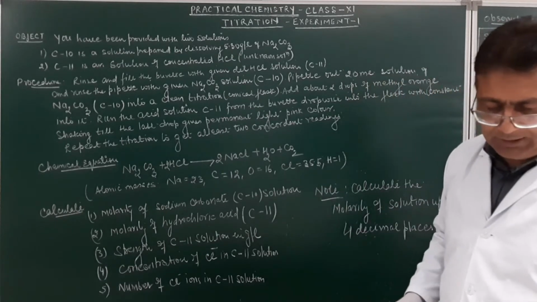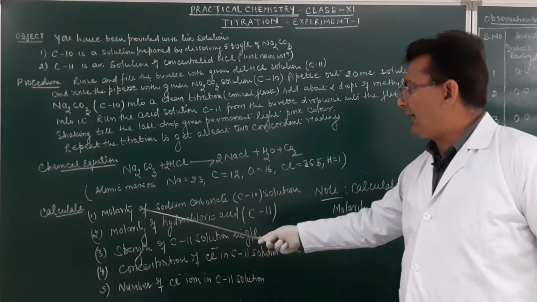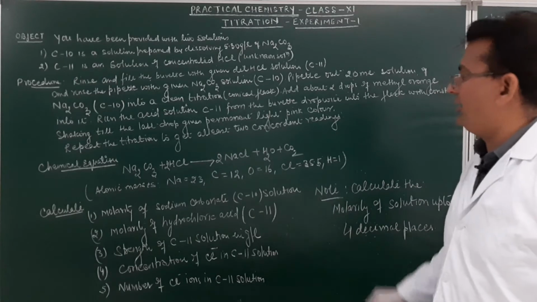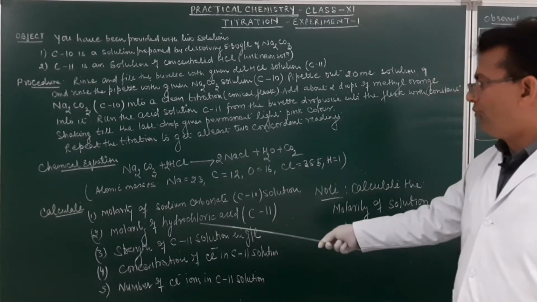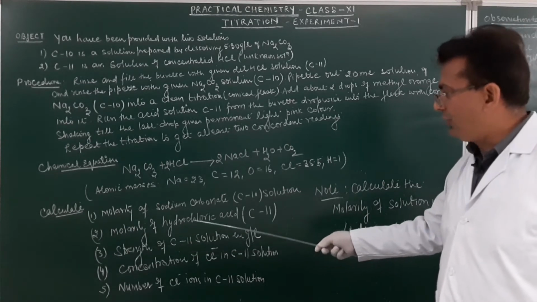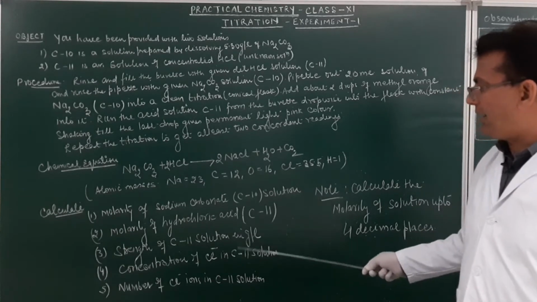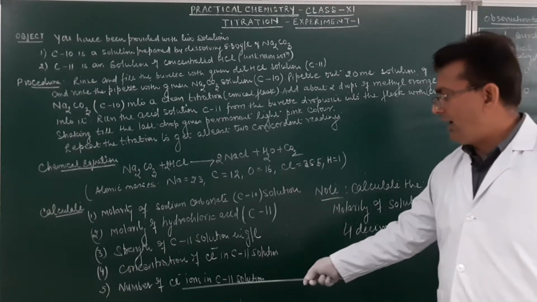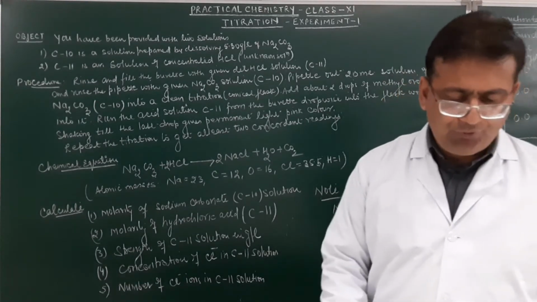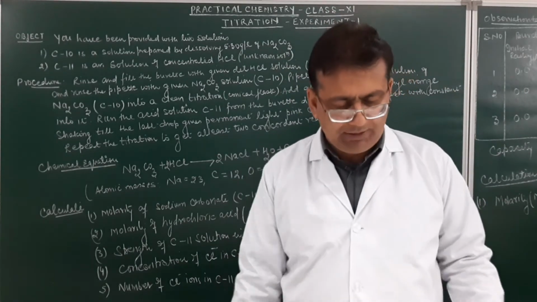Now, after completing this titration, you have to make certain calculations. What are the calculations? Calculate the molarity of sodium carbonate, which is the C10 solution. Then the molarity of hydrochloric acid, which is the C11 solution. Then the strength of C11 solution in gram per liter. Then the concentration of chloride ion in C11 solution, and the number of chloride ions in C11 solution. So these 5 calculations you have to do once you obtain the end point of a titration.